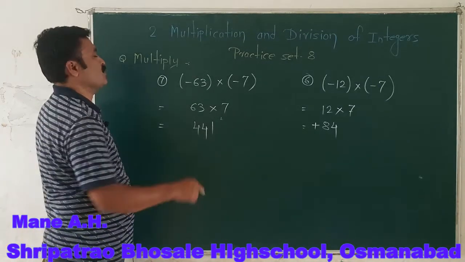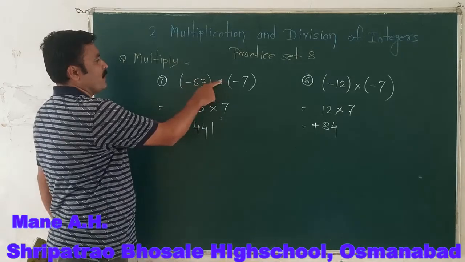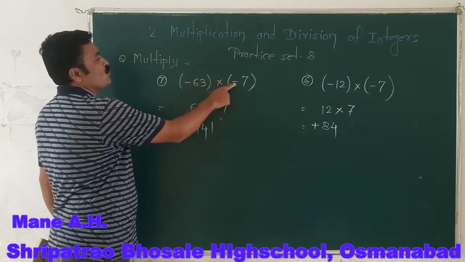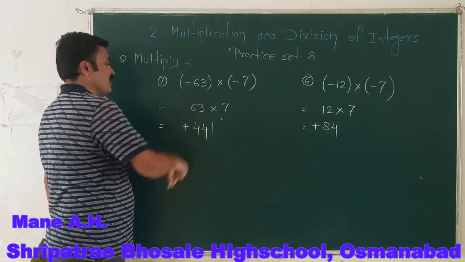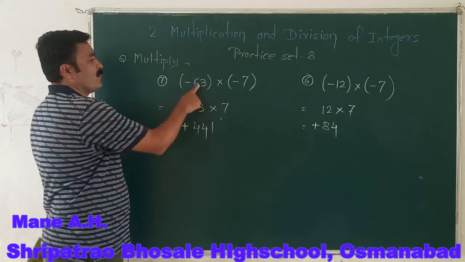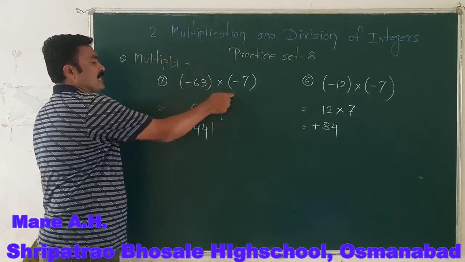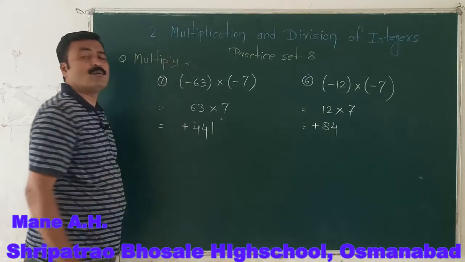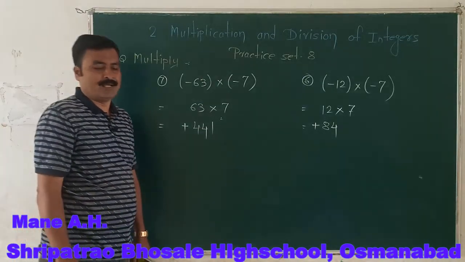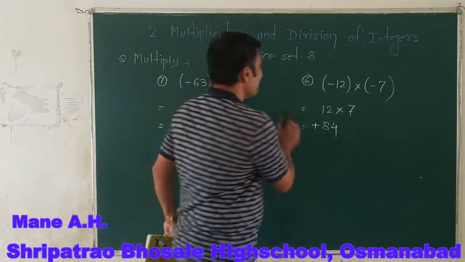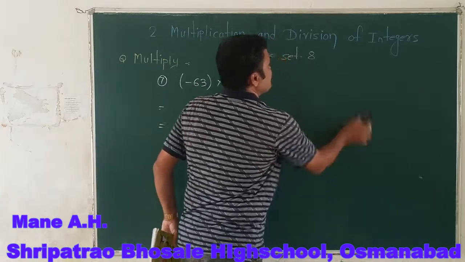Now second part, signs multiplication. Minus into minus, that is always plus. So we say the product of these two negative integers comes out as a positive integer. Thereafter, we continue with the eighth example now.